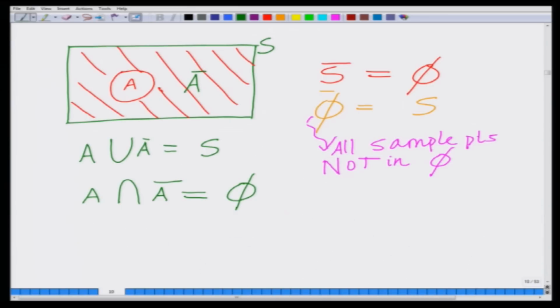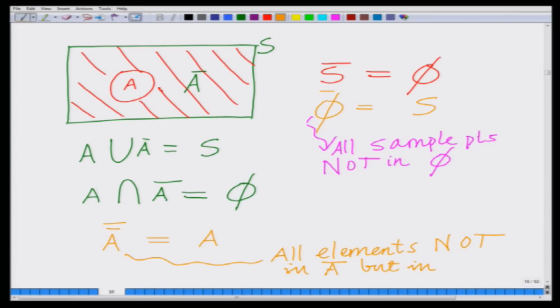Further, the last property, which is also obvious, is that if I take the complement of A complement, that is, if I look at this picture, all the elements that are not in A complement but are in the sample space, that is A itself. So, the complement of A complement is A.